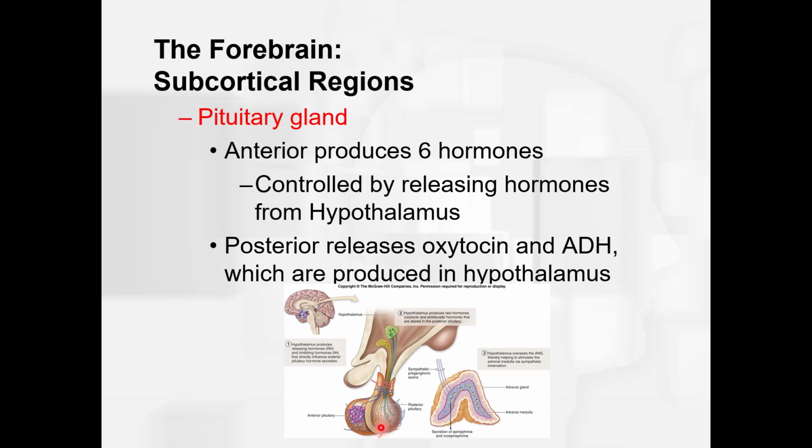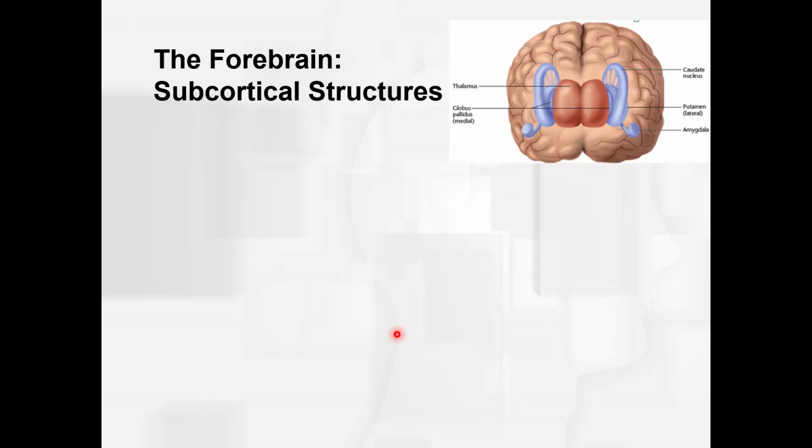But remember, there is a lot of crosstalk. So there are feedback loops going from the pituitary to the hypothalamus to kind of keep things in check.